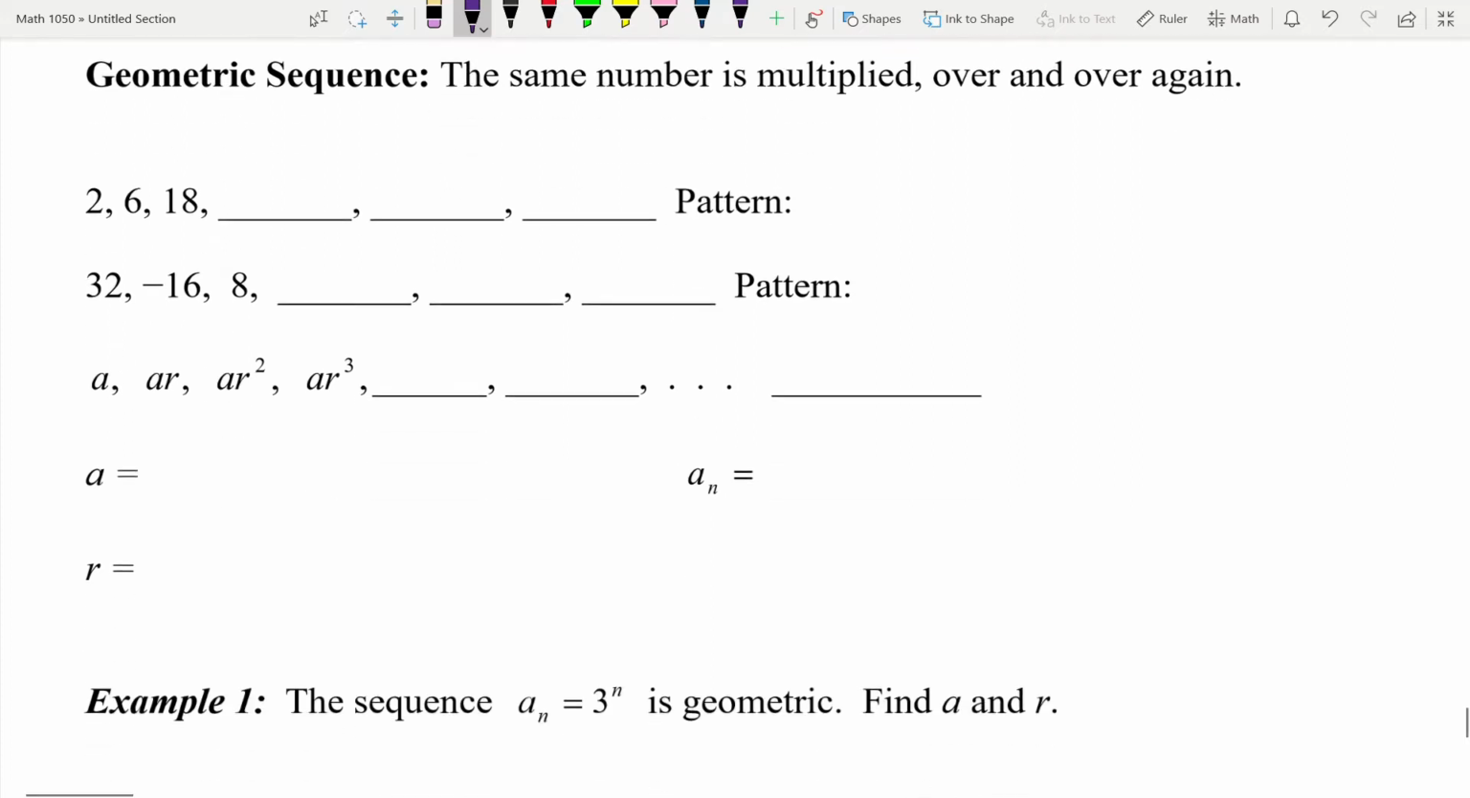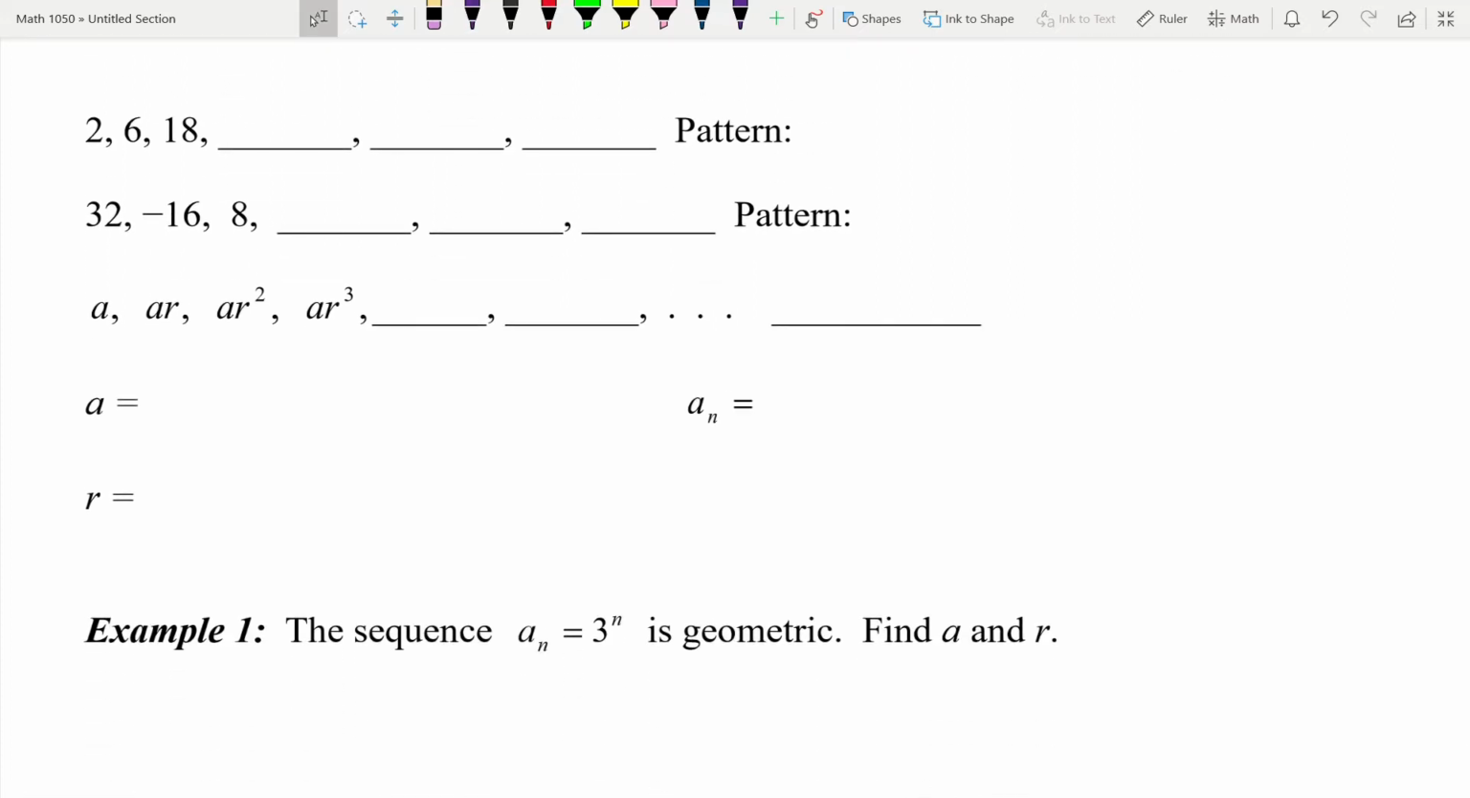So if you look at the first sequence, 2, 6, 18: 2 times 3 is 6, 6 times 3 is 18. I said 8, I meant 18. And then 18 times 3 is 54. 54 times 3 is 162. 162 times 3 is 486. So the ratio is 3. That's what it's called. For arithmetic, it's the difference. For geometric, it's the ratio.